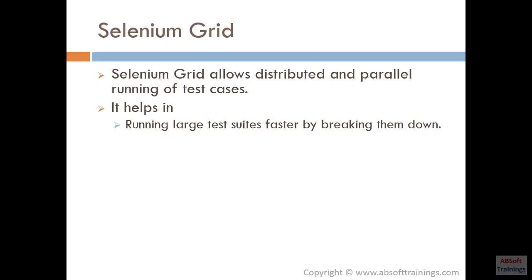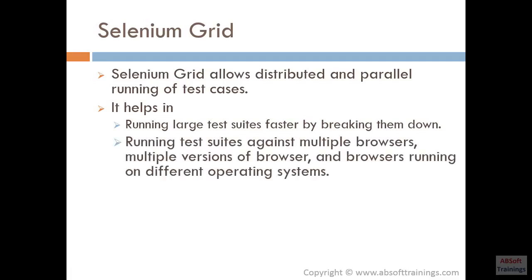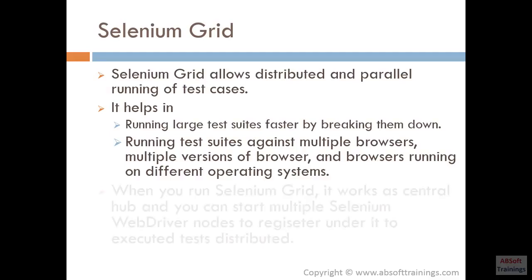Selenium Grid also helps running test suites against multiple browsers, multiple versions of browsers, and browsers running on different operating systems. For example, if you have 100 tests to run on multiple combinations like IE10 and Windows, IE11 and Windows, Safari and Mac OS, Firefox and Linux, these are different combinations that occur in real world. You can use Selenium Grid to run them distributed and in parallel across multiple machines.